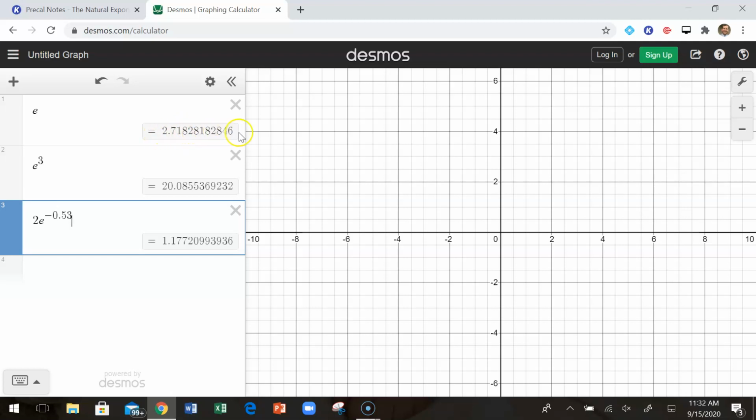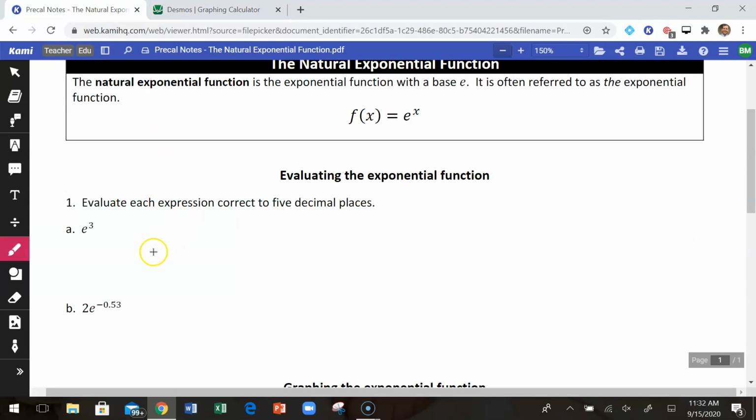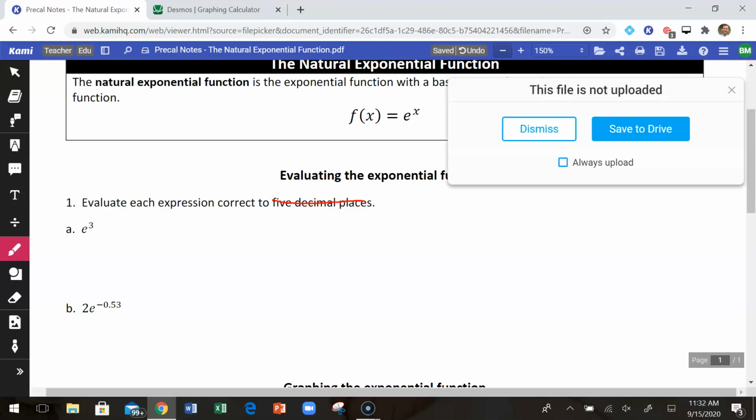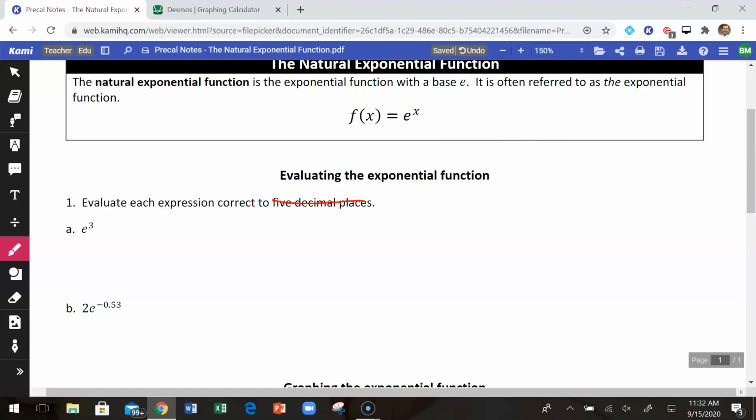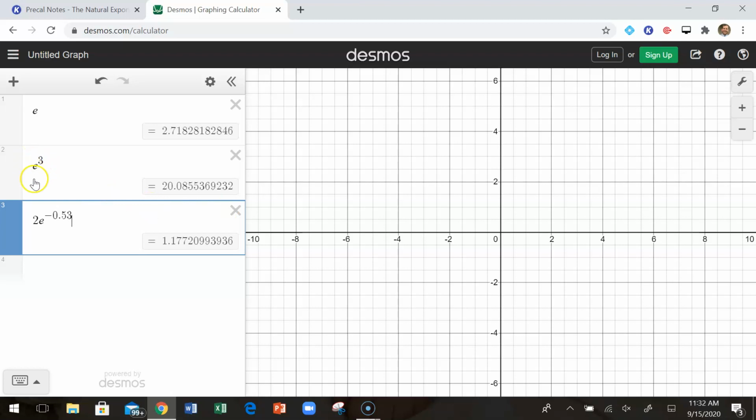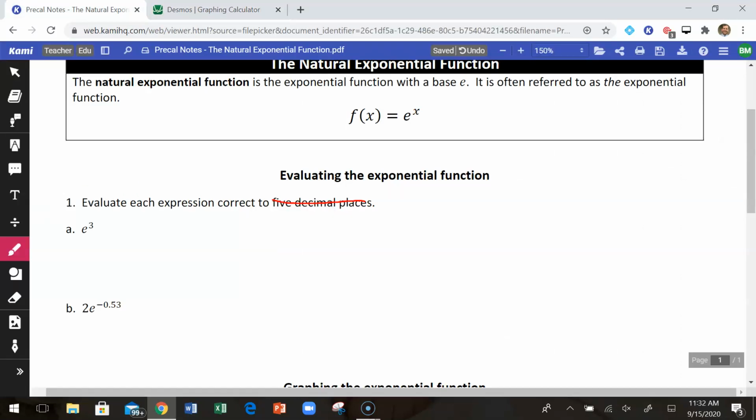Okay, so again, it's like pi. It would just continue on in its decimal form where we have this constant. So 2.7-ish. So if I want to evaluate these, and I'm going to ignore the 5 decimal places part of this. But if I want to evaluate these, what is e to the third power? All I'm going to do is type that in, e to the third. We got 20.09-ish here.